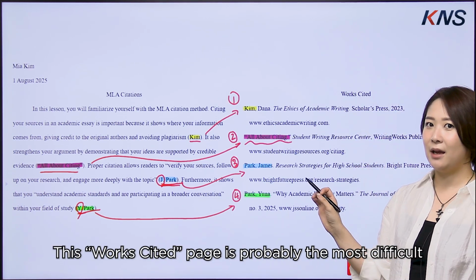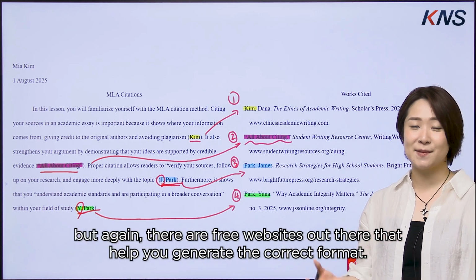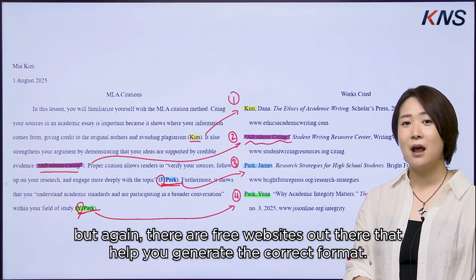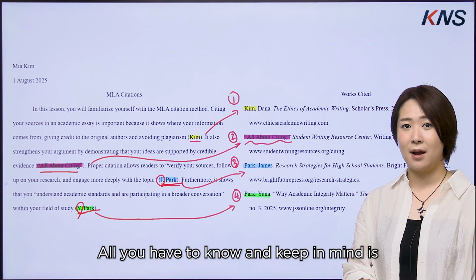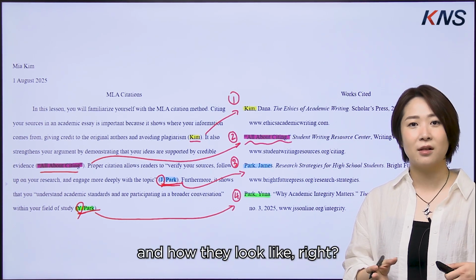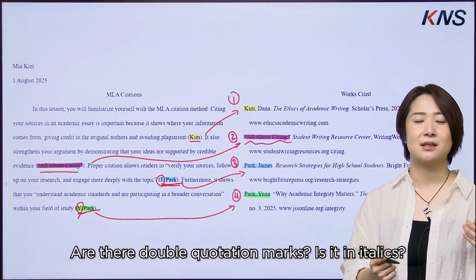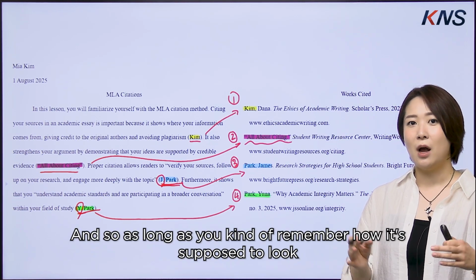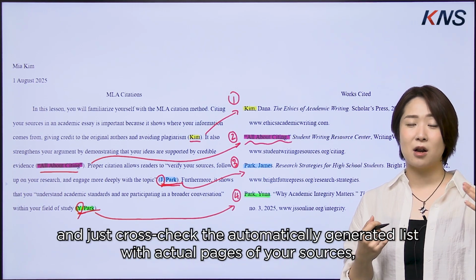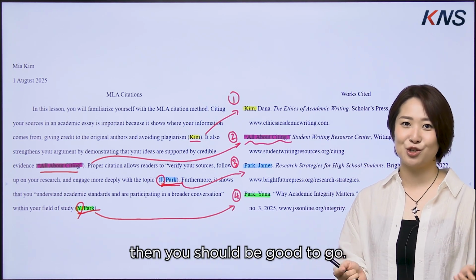This works cited page is probably the most difficult, but again, there are free websites out there that help you generate the correct format. All you have to know and keep in mind is the ordering of the information that you are to put in and how it looks, right? Is there a comma? Is there a period? Are there double quotation marks? Is it in italics? As long as you remember how it's supposed to look and cross-reference the automatically generated list with the actual pages of your sources, then you should be good to go.